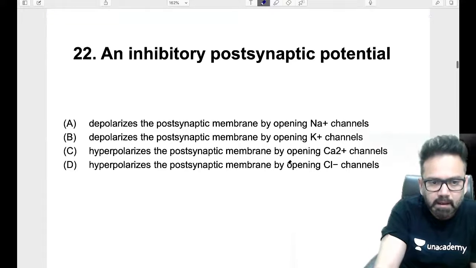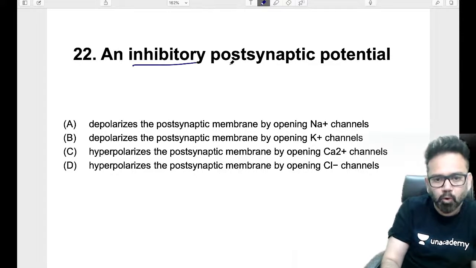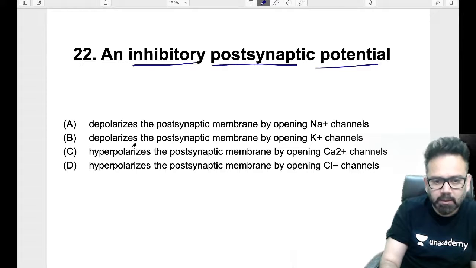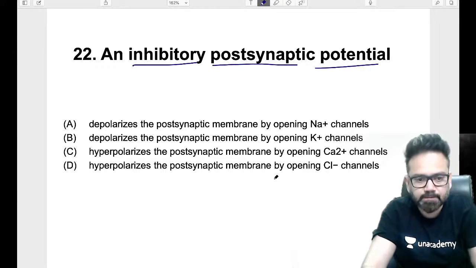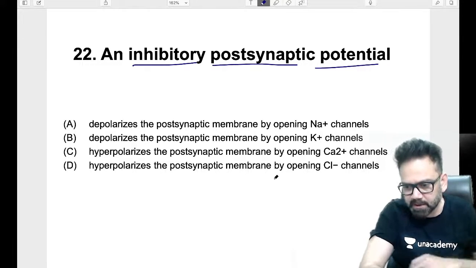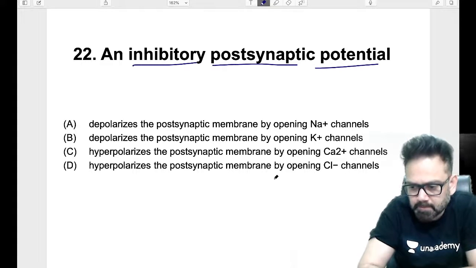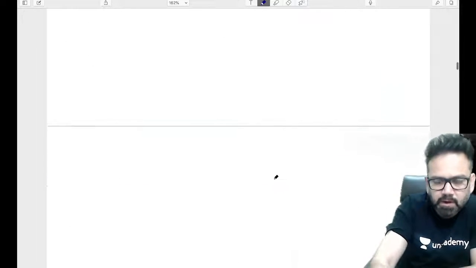Okay. An inhibitory postsynaptic potential depolarizes the postsynaptic membrane by opening sodium, or depolarizes the postsynaptic membrane by opening potassium, or hyperpolarizes the postsynaptic membrane by opening calcium, or hyperpolarizes by opening chloride. What should be the correct answer? This is quite an easy one this time. Everyone is saying D. Very good.